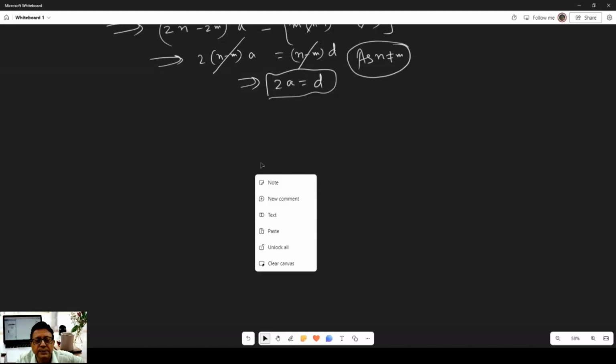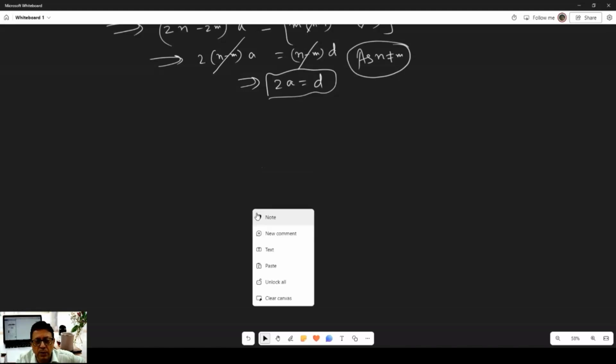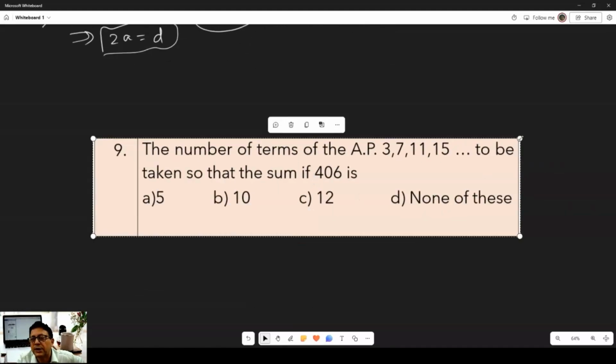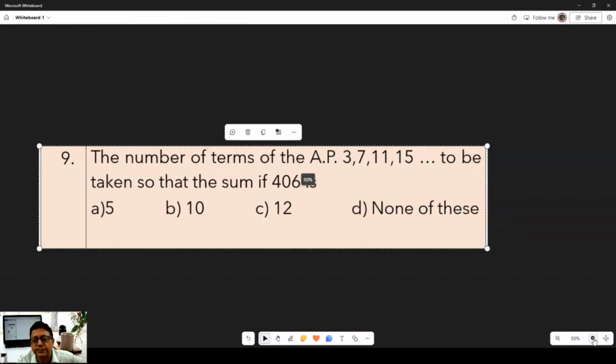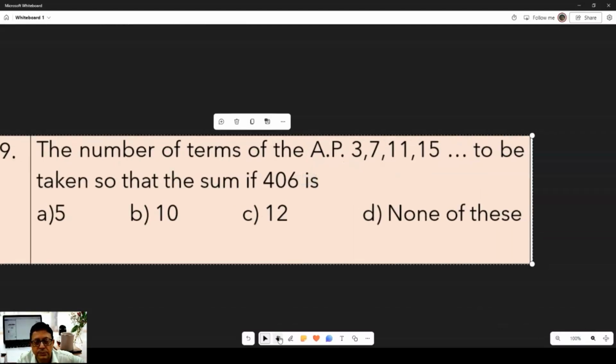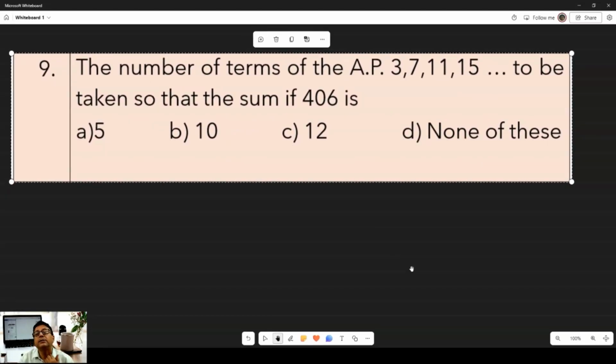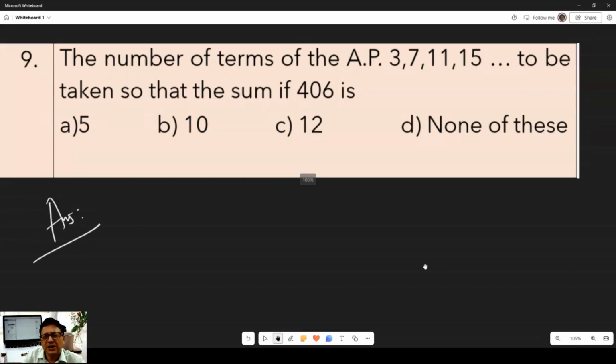Okay, let us start the next one. Read the sum carefully. What is given over there? The number of terms of the AP to be taken so that the sum is 406. What is the correct option? I have taken one MCQ question, and this is a common sum, isn't it? Not a difficult one. These are in AP, A equal to 3 over there and D equal to 4.